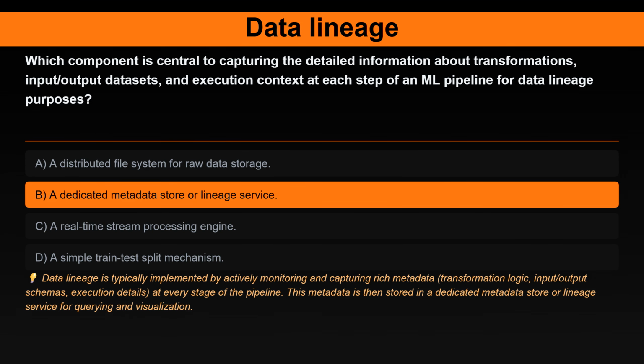The correct answer is a dedicated metadata store or lineage service. Here's the explanation. Data lineage is typically implemented by actively monitoring and capturing rich metadata, transformation logic, input/output schemas, and execution details at every stage of the pipeline. This metadata is then stored in a dedicated metadata store or lineage service for querying and visualization.